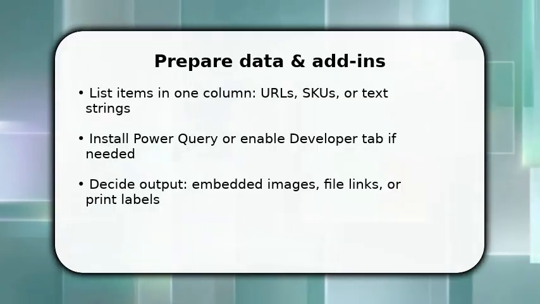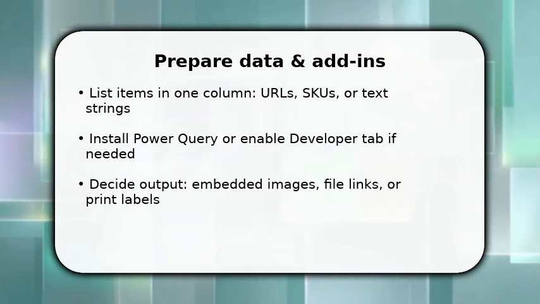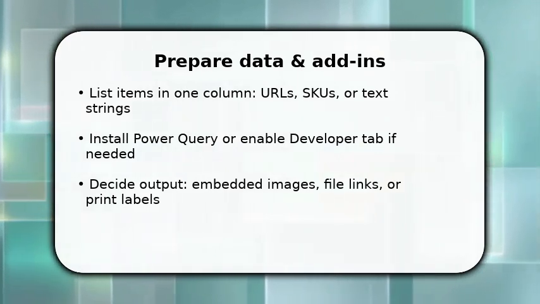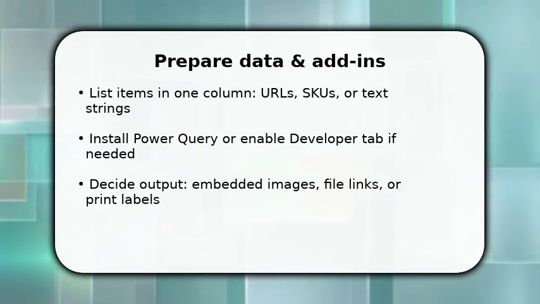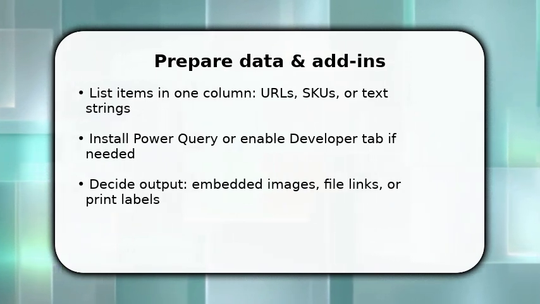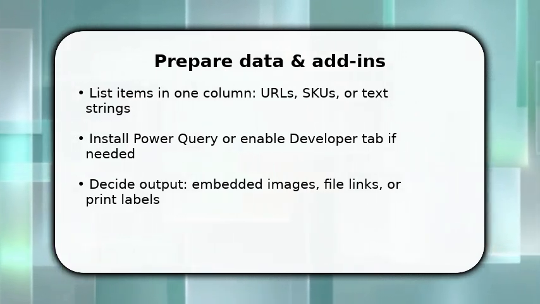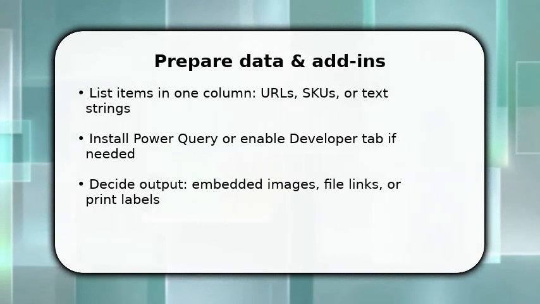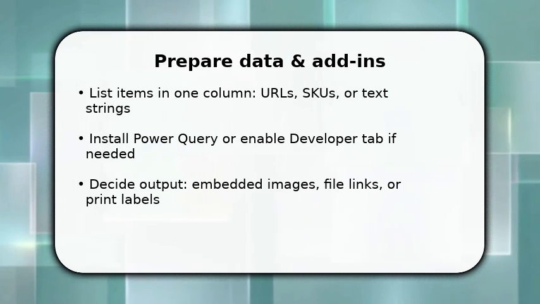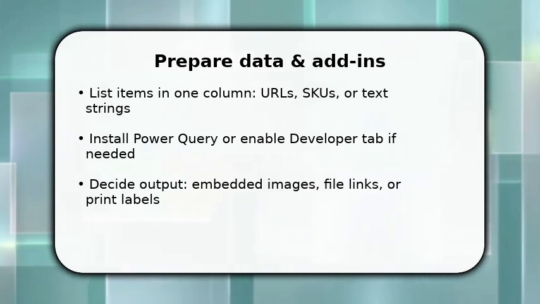You start by collecting the values you want encoded in one Excel column. You need clean, unique entries so QRs scan reliably. Once done, enable the Developer tab or install a QR add-in because Excel does not generate codes natively. Next, choose whether you want image files, in-sheet pictures, or label-ready cells. That decision shapes the method you follow.